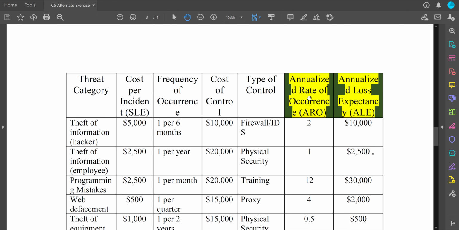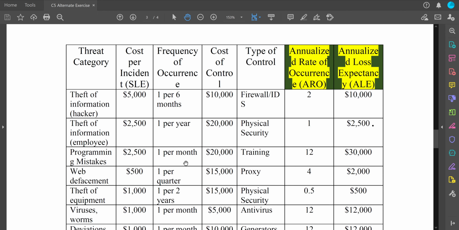So let's do a couple of examples, right? Theft of information by a hacker. The SLE is, actually, before we even do that, let's figure out the ARO. The frequency of occurrence for this specific incident is once every 6 months, right? Like we had before. How many 6 months are there in a year, right? There are two sets of 6 months, if that makes sense, right?